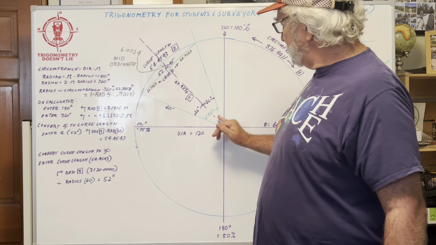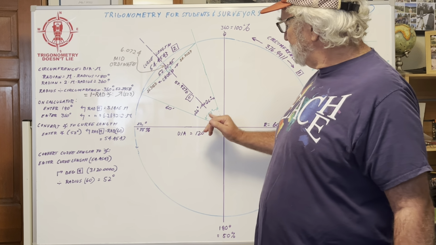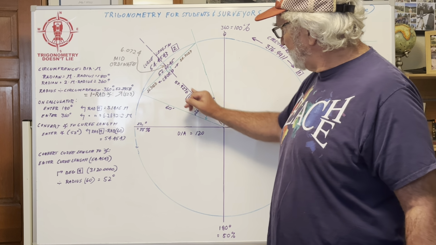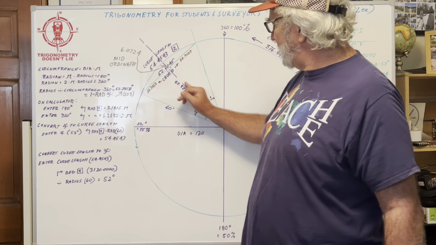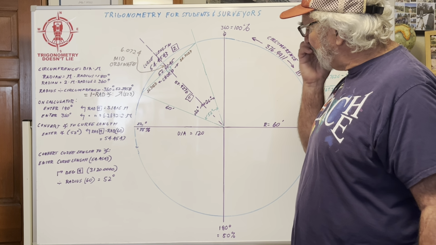So now we have the 60-foot radius, we have the 26-degree angle. Now we have the opposite. Now let's try to find the adjacent here. This is the adjacent length right here, 53.9276. So how do we get that?